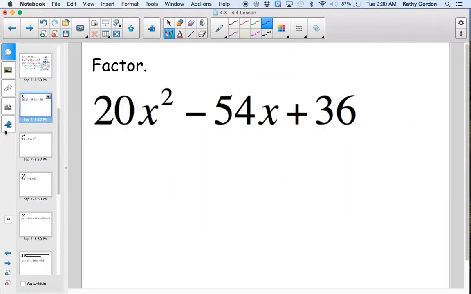Okay, try this one. Thought you were so smart, didn't you? This can actually be really, really easy. Can be, if you make the right first step.